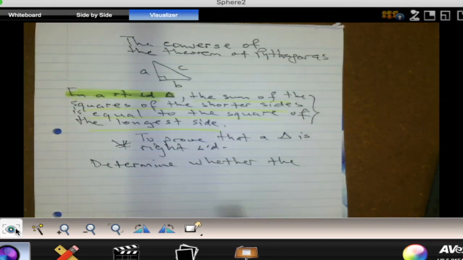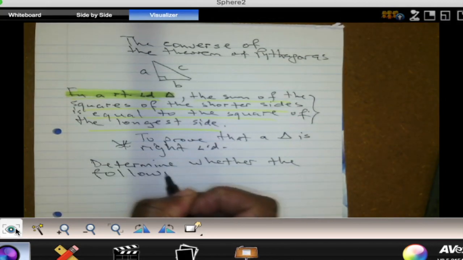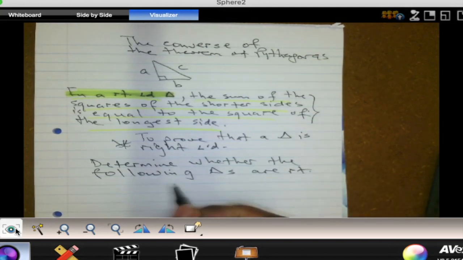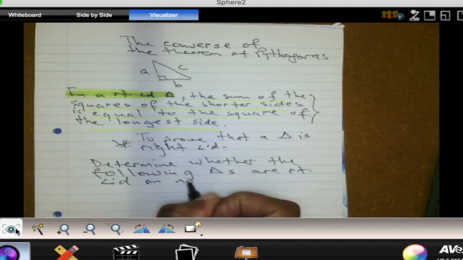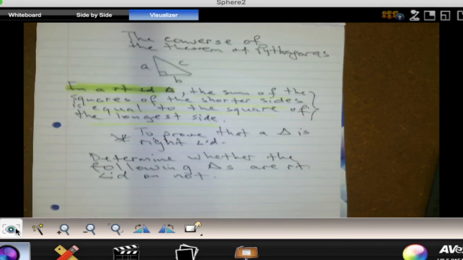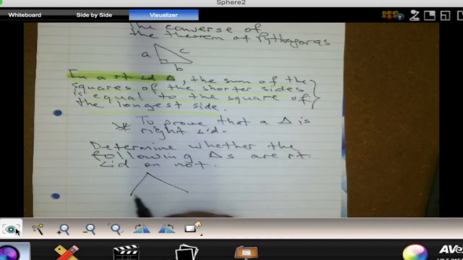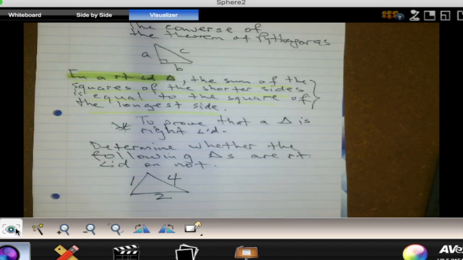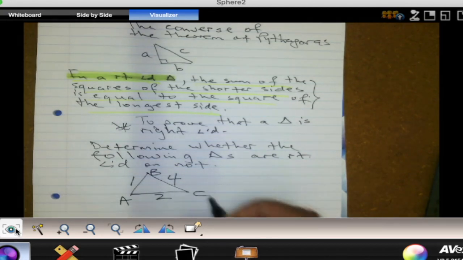I want us to determine, as an example, whether the following triangles are right-angled or not. Okay, so we can answer this kind of question if we know the converse of the theorem of Pythagoras. Right, so somebody draws something like this, and they make this one equal to 1, and they make this one equal to 4, and they make this one equal to, I'll say, 2. Let's call this point A, that point B, and that point C.